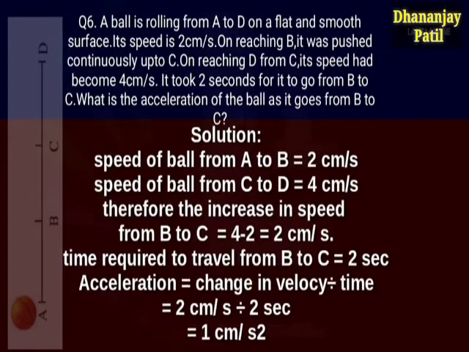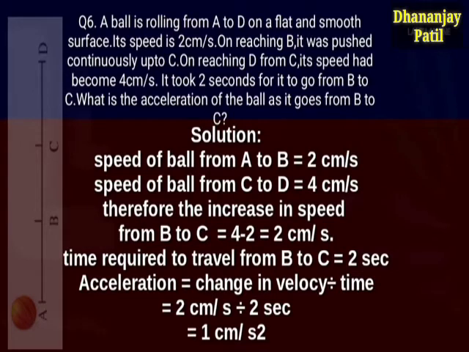Now the next one, 6. A ball is rolling from A to D on a flat and smooth surface. Its speed is 2 cm per second. On reaching B, it was pushed continuously up to C. So this is the question. You have to calculate the acceleration of the ball as it goes from B to C.